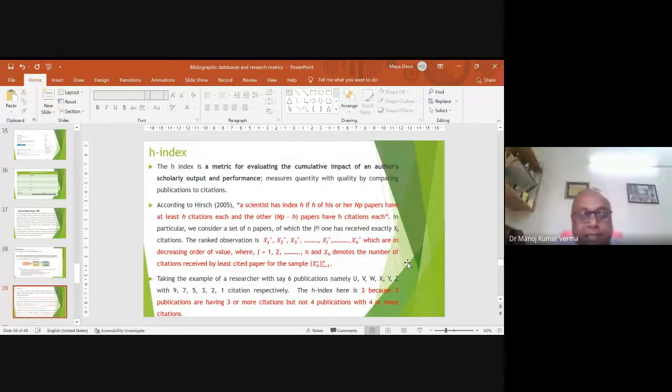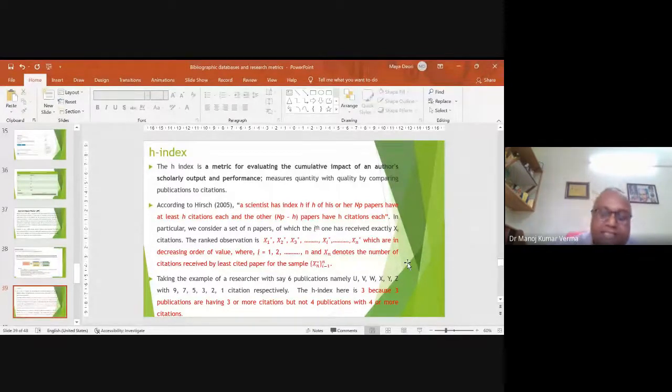Now I am coming to the author, meaning researcher, metrics. As I mentioned, the research metrics are divided into 2 parts. One is the journal, another one is the researcher. So now for the researcher, the H index. The H index is the metric for evaluating the cumulative impact of an author's scholarly output and performance, measuring quality with quantity and comparing publications and citations. Actually, H index is one parameter on the basis of which we can rank researchers.